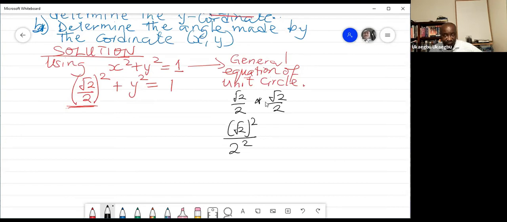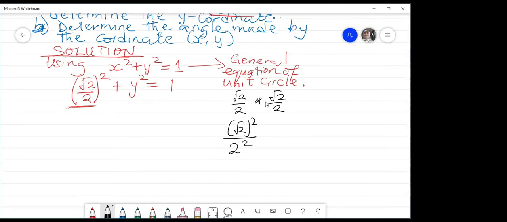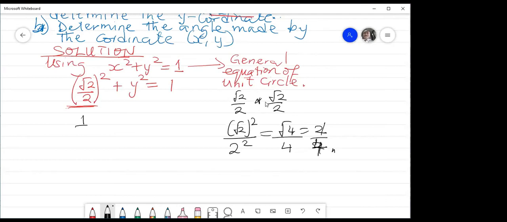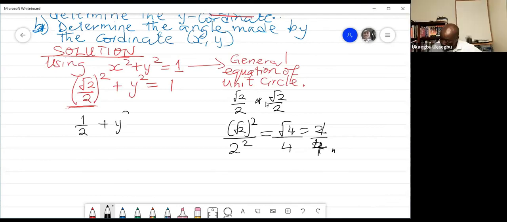Yeah, both of them are the same because the numerator is still going to be square root of 4, which is 2. The denominator is still going to be 4. So you are having 2 over 4, right? 2 over 4 gives you 1 over 2. So you have 1 over 2 here plus y squared equal to 1 over 1.